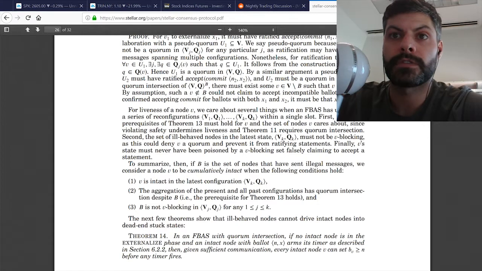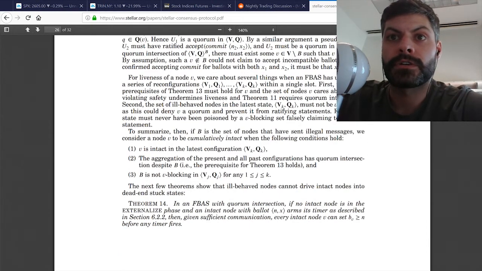The aggregation of the present and all past configurations has quorum intersection despite B, that is, the prerequisite for Theorem 13 holds, and 3. B is not V-blocking in the tuple VJQJ for any 1 ≤ J ≤ K. The next few theorems show that ill-behaved nodes cannot drive intact nodes into dead-end stuck states.